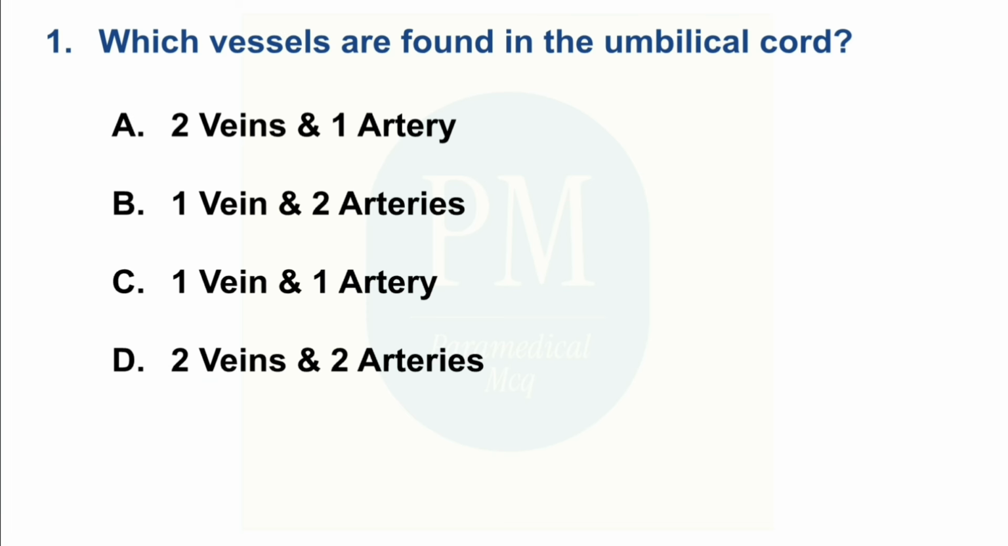Which vessels are found in the umbilical cord? Option A, 2 veins and 1 artery. Option B, 1 vein and 2 arteries. Option C, 1 vein and 1 artery. Option D, 2 veins and 2 arteries. The correct option is option B, 1 vein and 2 arteries.